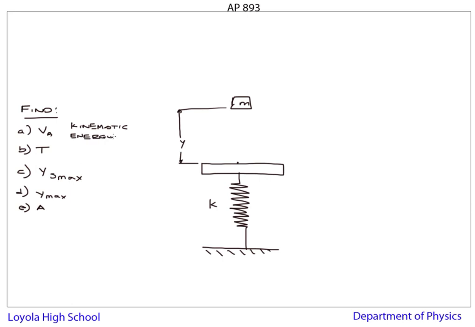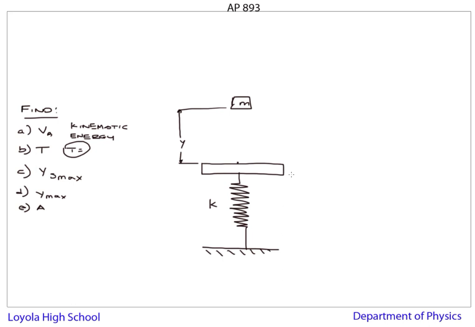Now after it hits, and the problem states that the object is going to stick to the platform, we're going to have an oscillation or a simple harmonic motion, and we want to find the period. So you have to look back to the equation for the period for a mass on a spring situation, and that should solve it for you because you know the mass and you know the spring constant. Then we get into a couple different questions here about maximum displacements and so forth.